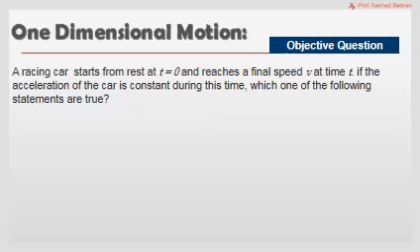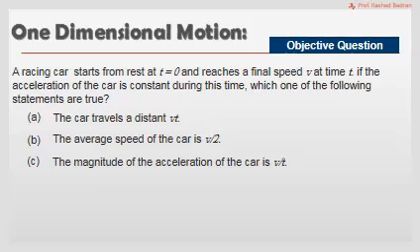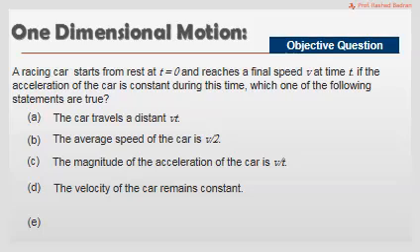A race car starts from rest and reaches final speed v at time t. If the acceleration is constant during the elapsed time, which of the following statements are correct? The car travels a distance that is the product of velocity and time. The average speed of the car is velocity divided by 2. The magnitude of the acceleration of the car is v divided by t. The velocity of the car remains constant. None of answers A through D is true.